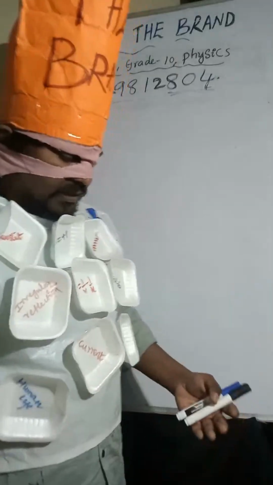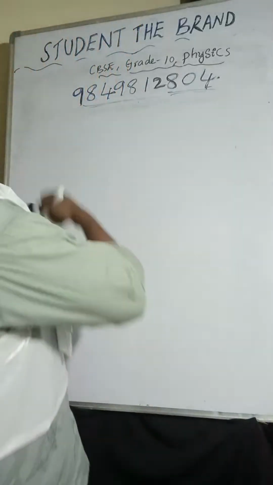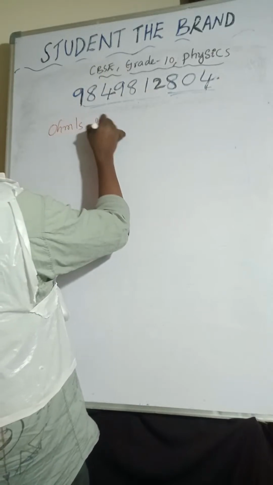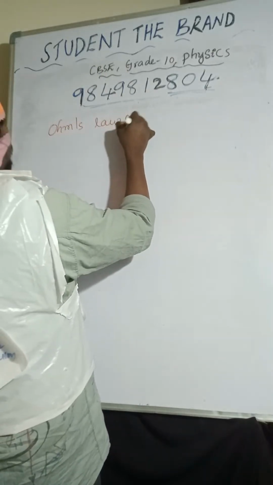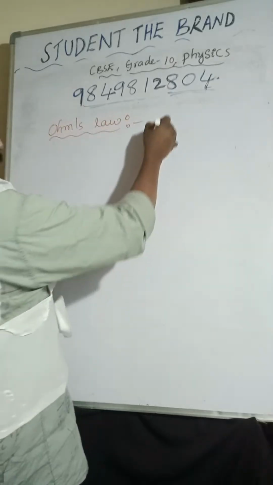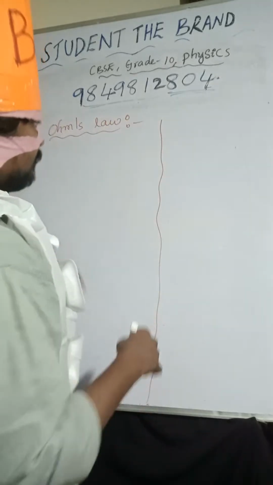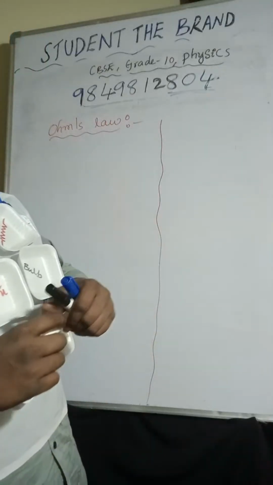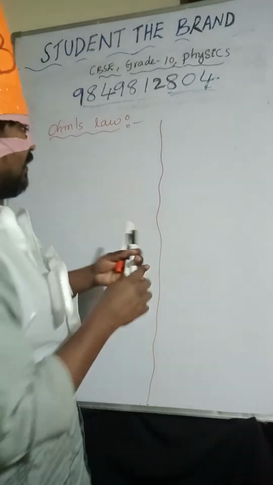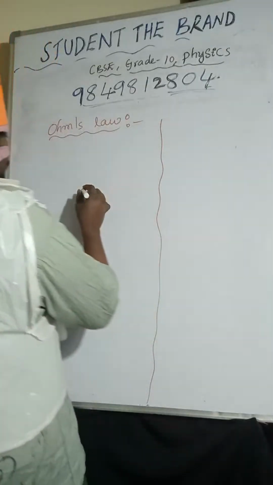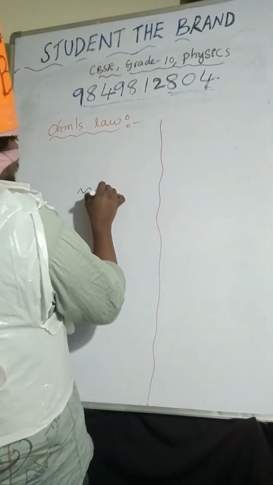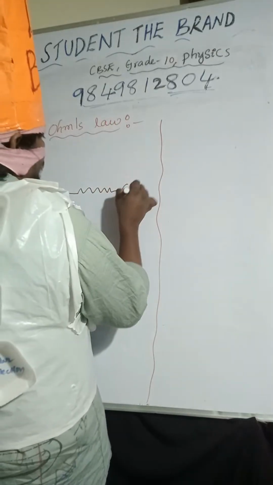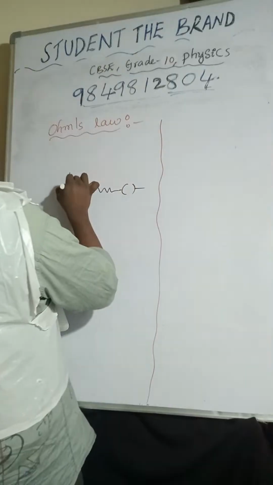Ohm's law, we'll discuss about Ohm's law. The potential difference across the ends of the given metallic conductor is directly proportional to the current flowing through it.